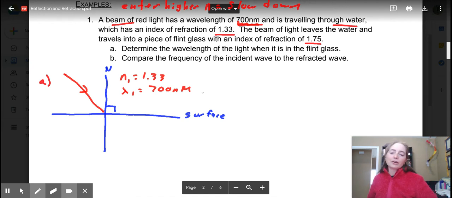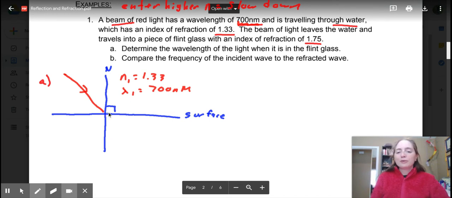Now, I am going to leave my units. We're going to leave our red light in nanometers here, ladies and gentlemen, because when we look at our equation, the units are going to cancel out. So that means we're going to be left with our units in nanometers. This is one of those units in, units out type formulas. So as long as you keep your units consistent, you can use whatever units are available.